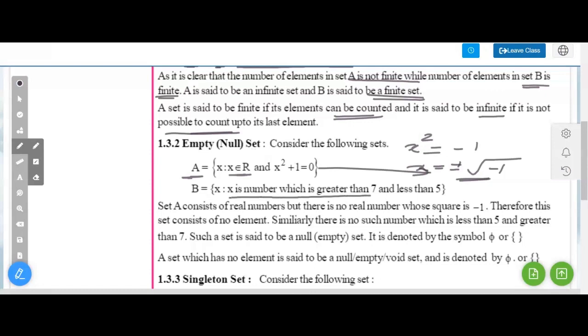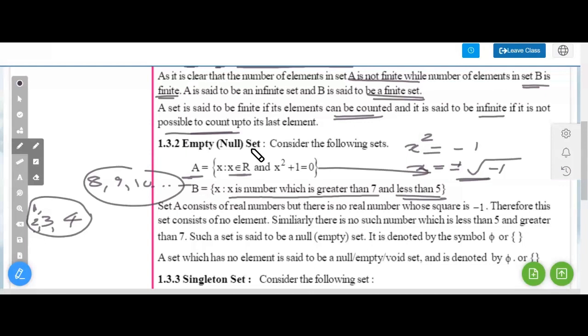Now next, let's check. X is a number which is greater than 7 and less than 5. So do you have any number which is greater than 7? That means 8, 9, 10 or any number, and less than 5. Less than 5 means 4, 3, 2, 1. I'm just taking the natural numbers. So is there a number that satisfies both conditions? It's not possible. So this set again is an empty set.